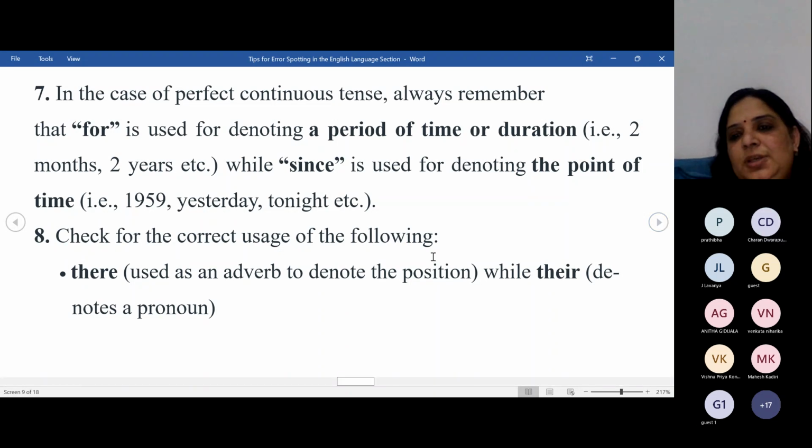Check for the correct usage of the following. Very important: there and their. Okay.